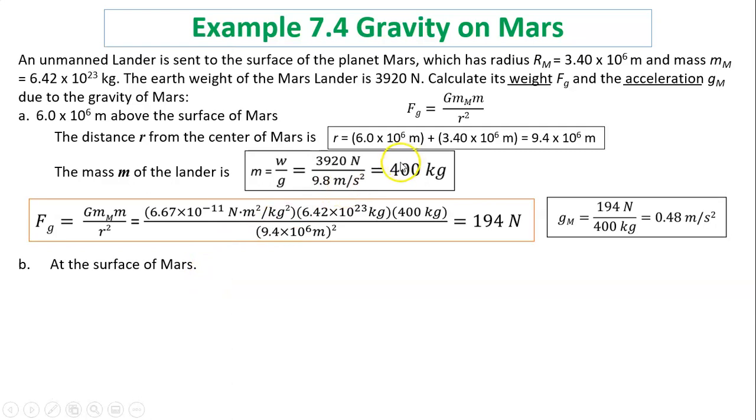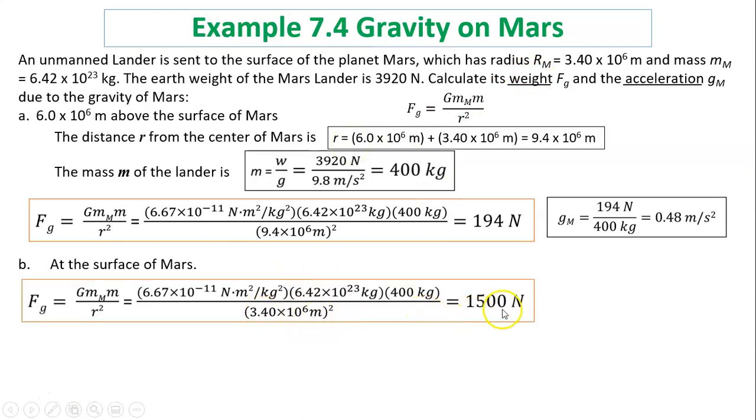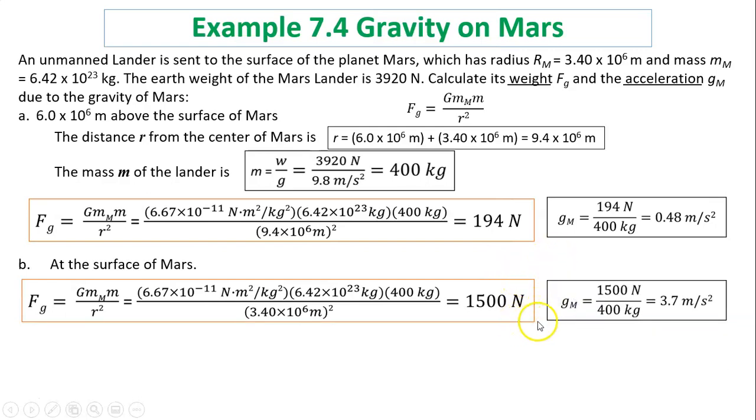We use the same equation. In this case, this r is just the radius of Mars. So we have 1500 newtons. As you can see, on the surface of Mars, it weighs a lot more than when it is above Mars. And similarly, we can find gm on the surface of Mars is 3.7 meters per second squared. So this is the inverse squared law. As you move away, both gravity and gravitational acceleration decrease, inverse squared.